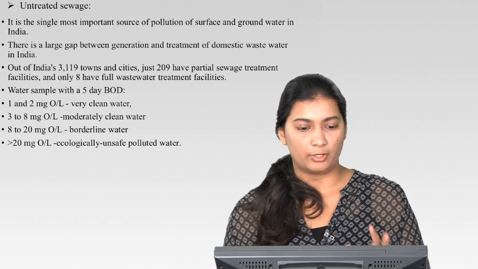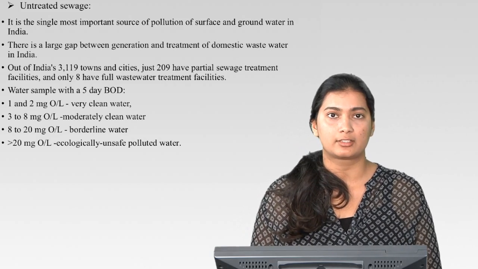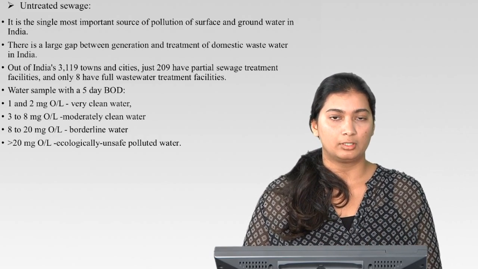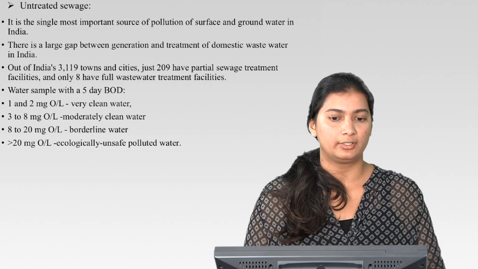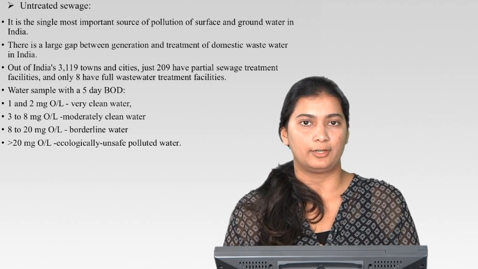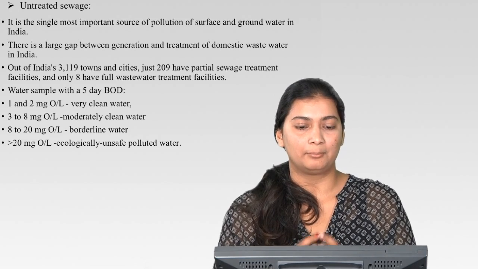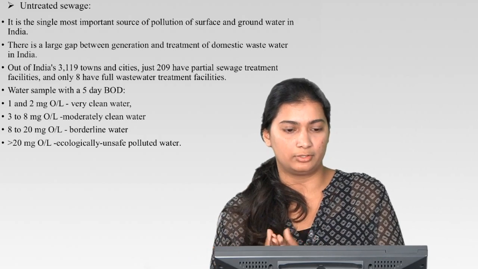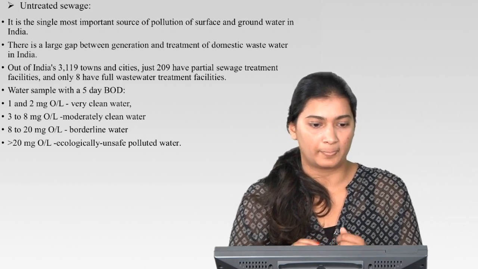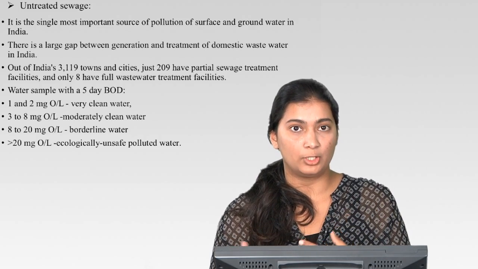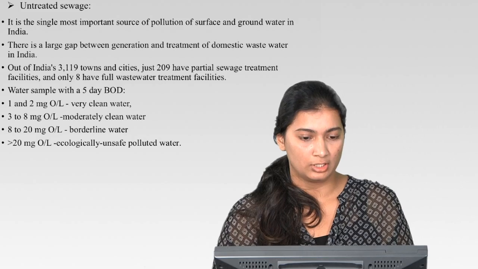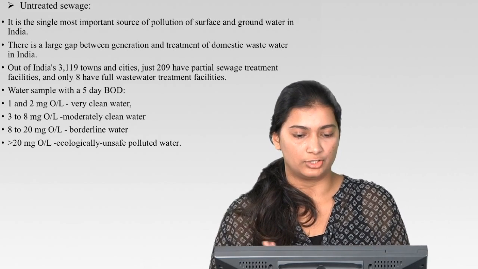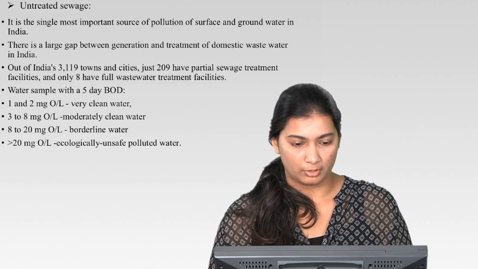If you can see, for a water sample with a 5-day BOD, that is the biological oxygen demand, okay, I forgot the word. So the BOD is like, based on that reading, you will know how much the water is polluted. So according to the standards, if the 5-day BOD of a water sample is 1 to 2 mg, it's very clean. And if it is about 20 mg, it is very dirty, it is ecologically unsafe and really polluted water.